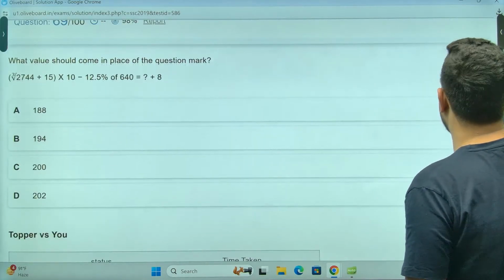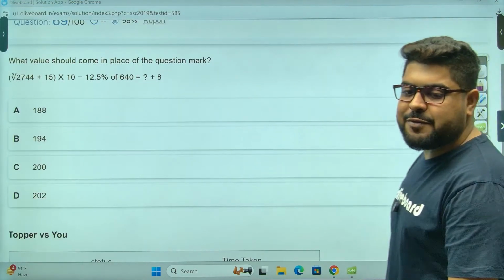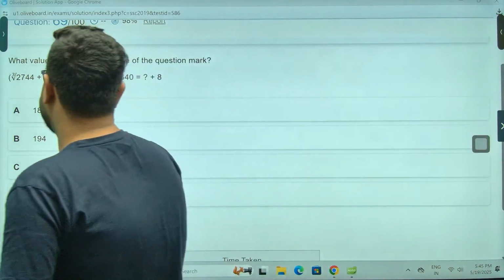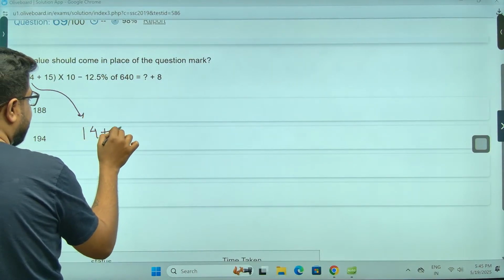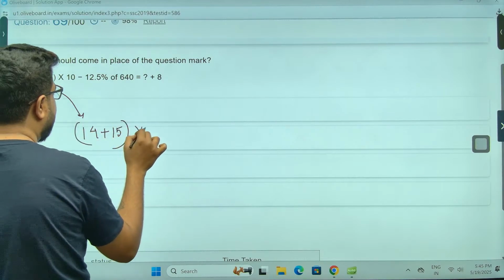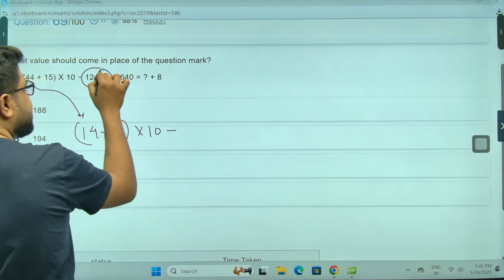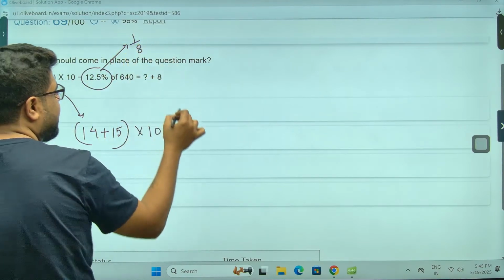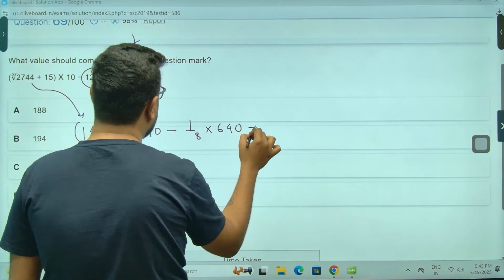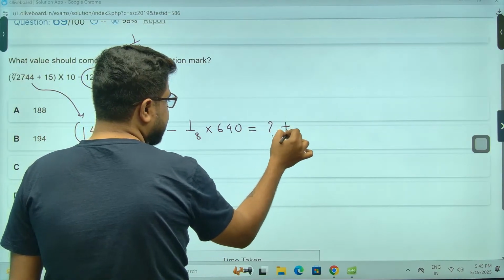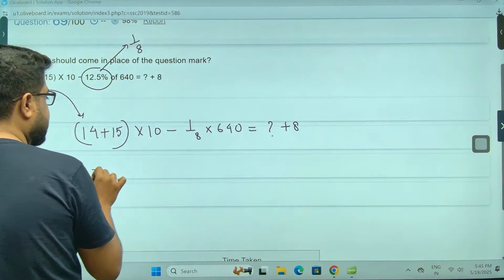Simplification question. Sir, cube root of 2744, it is 14 plus 15 into 10. Sir, this is 1 by 8, sir. 1 by 8 into 640 is equal to this plus 8. Sir, it is 290.